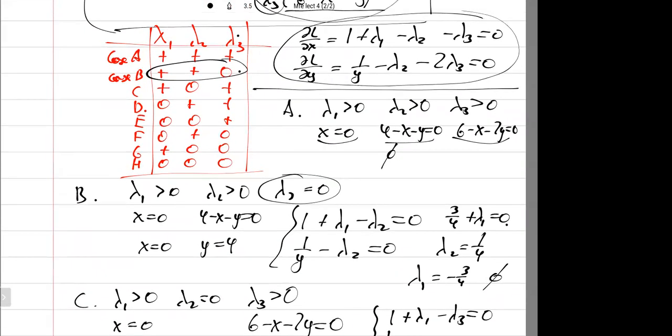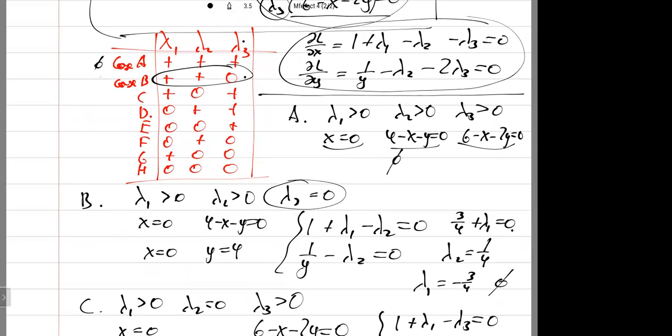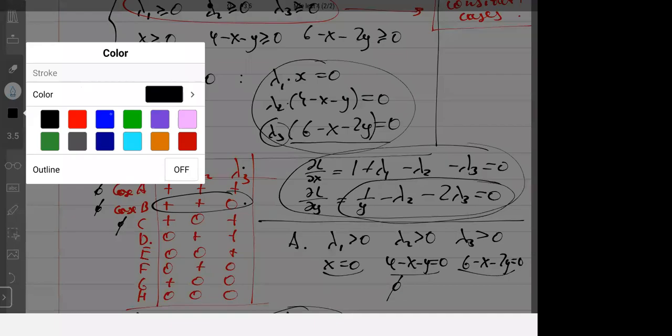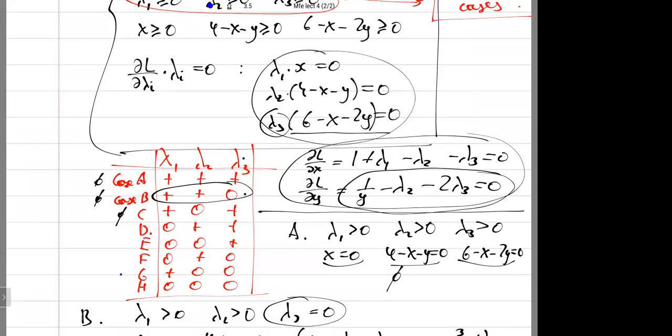It's clear, which is 0, 0, 0. No solutions here, no solutions here. Let's quickly exclude some more cases. Let us look at this equation, 1 over y minus lambda 2 minus 2 lambda 3. I see that both lambda 2 and lambda 3 cannot be 0, because if lambda 2 and lambda 3 are 0, obviously there are no solutions, so I will exclude that case.